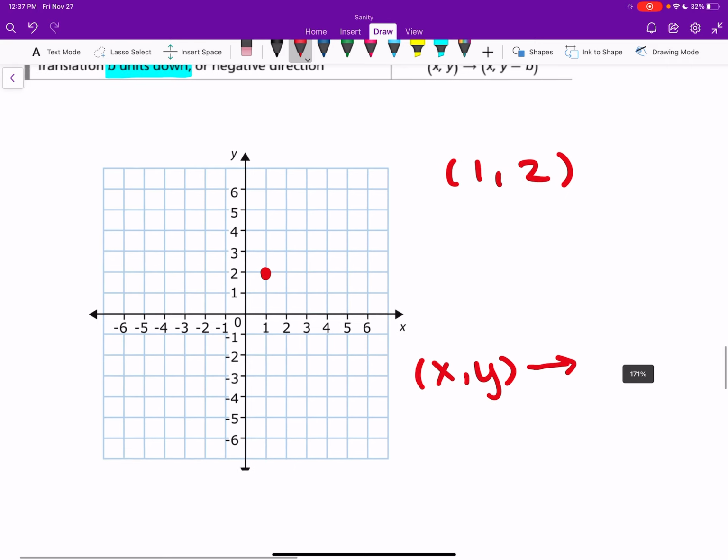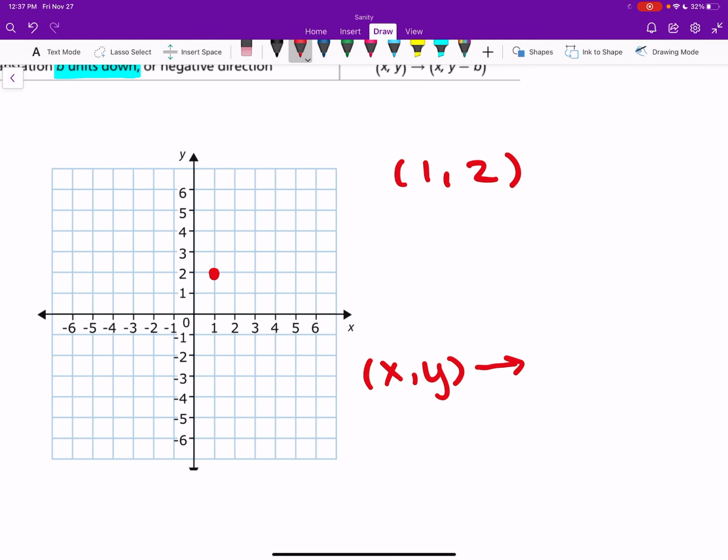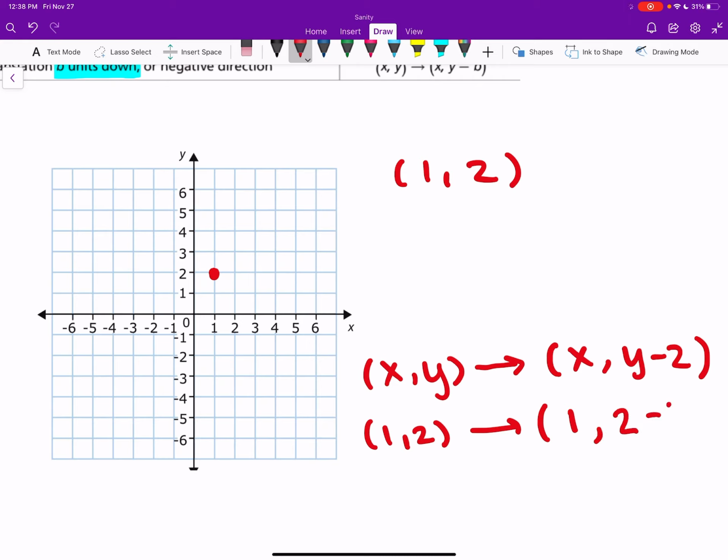So if I'm moving it down, well, that means I'm making a change on my Y coordinate, and I'm moving it down 2 units, so I need to subtract. So this now becomes X, Y minus 2. Again, that minus 2 that's being added onto the end there represents moving down 2 units. So if I'm taking my original point, 1, 2, all I need to do to describe that translation down 2 units is, well, my X stays the same. My Y coordinate, which is 2, I'm going to subtract 2 from it. It's pretty simple. And now my new image point is going to be 1, 0.